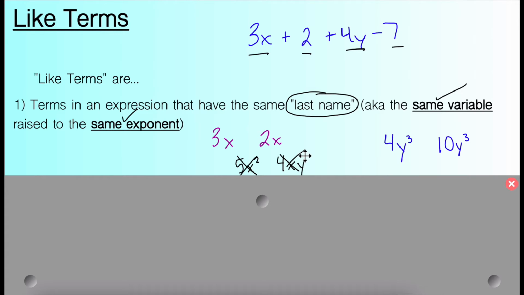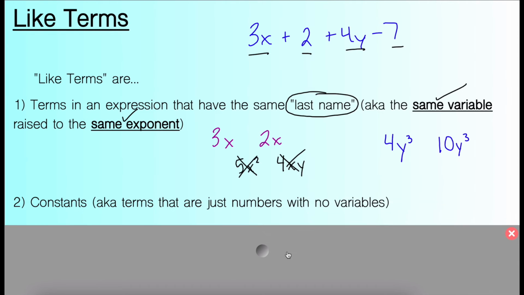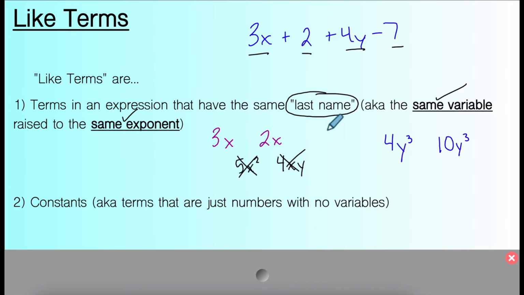So number one, like terms are terms that have the same last name, meaning they have to have the same variable, and that variable has to have the same exponent on it. The other thing that could make something like terms are constants. Knowing your math vocab, constants are terms that are just numbers, no variables. In the expression I wrote up here at the top, 2 is a constant and 7 is a constant. So in this expression, 2 and 7 are in the same family, so to speak. They don't have a last name, but they are considered like terms. Anytime you've got numbers all on their own with no variables, those can be grouped together as like terms.